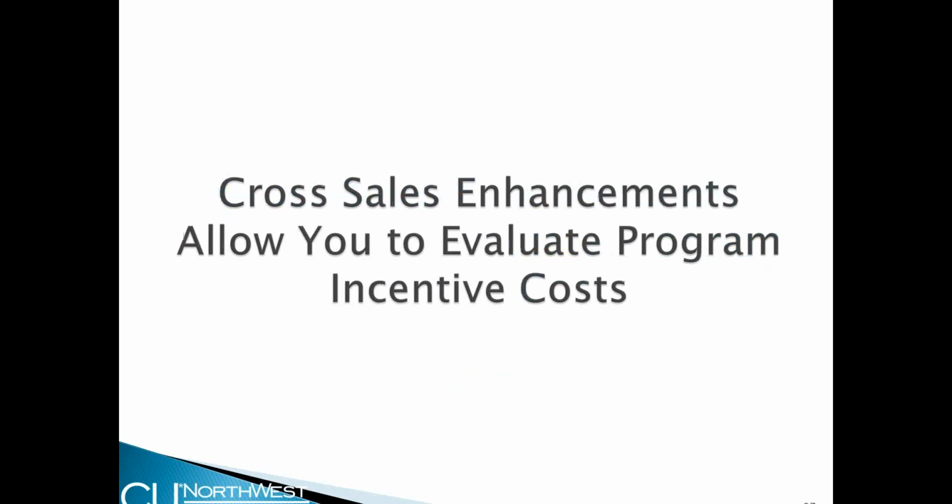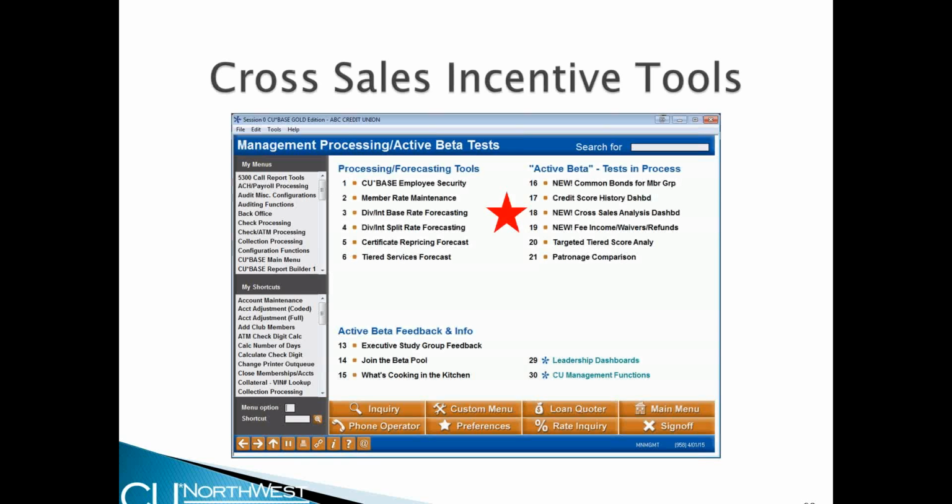We also have some new cross-sales enhancements, which will allow you to evaluate your program incentive costs. From the MNMGMT menu, option number 18, you'll now be able to analyze data from your referral program. With the new release, we've added updates to make it an even more effective tool for you moving forward. But most importantly, it'll allow you to enter an incentive amount so that you can calculate the cost that's actually associated with your cross-sale incentive program.